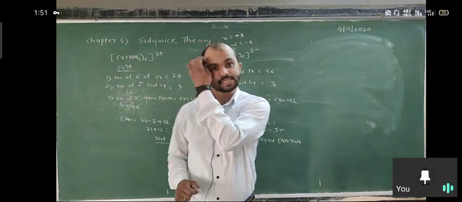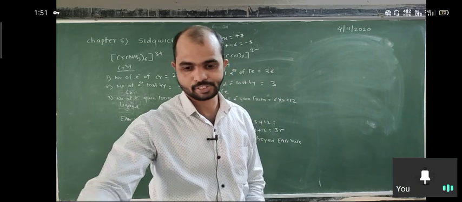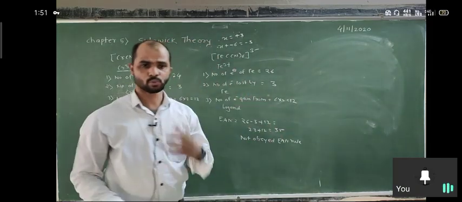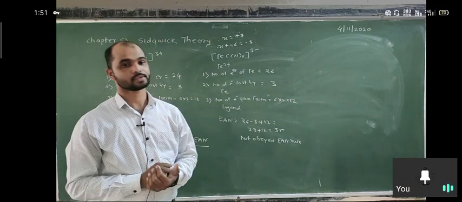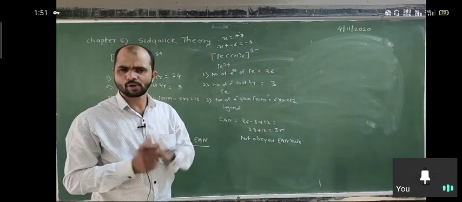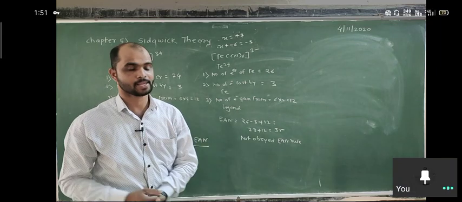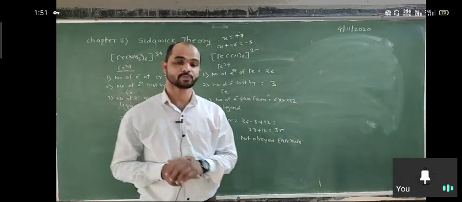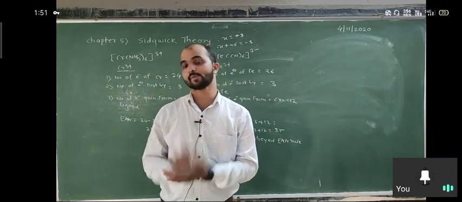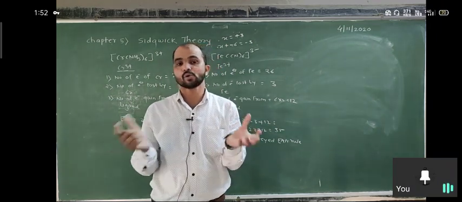But there are some demerits, meaning some limitations. The EAN rule is applicable only for some complexes, not for all kinds of complexes. Every complex cannot be explained by the Sidgwick model, because some complexes exist in a more stable form, but the complex is not obeying the EAN rule.